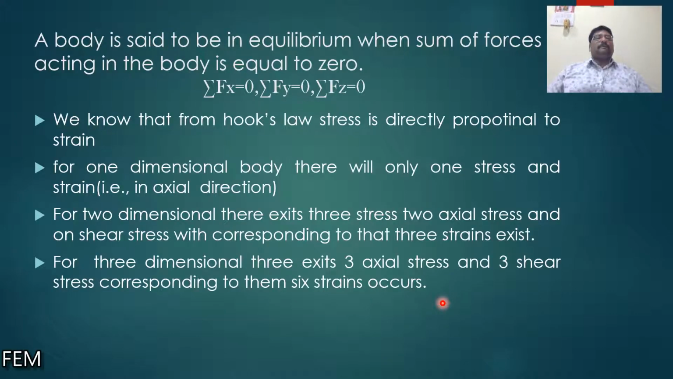Okay, so as I said, the body should be in equilibrium. As the body should be in equilibrium, the sum of forces acting on the body should be equal to 0. Hence, I am assuming that the total force in x direction, F of x, is equal to 0, the total force in y direction, F of y, is equal to 0, and the total force in z direction, F of z, is equal to 0. Okay, so now we are revising the Hooke's law equation.